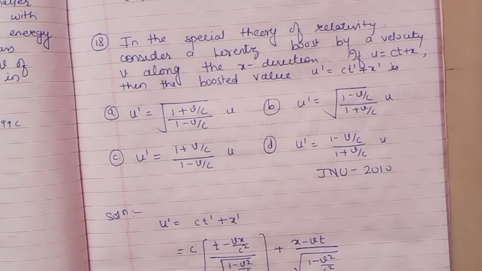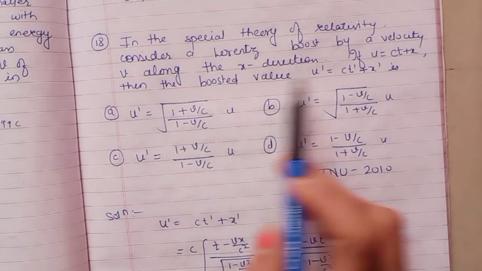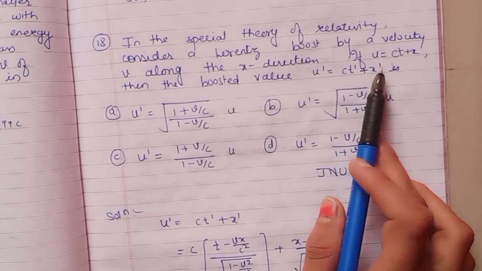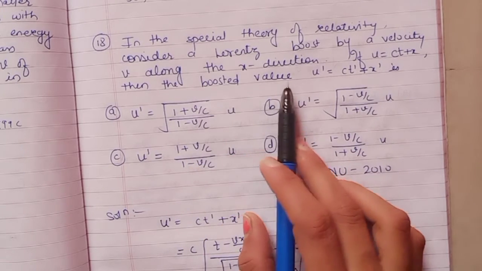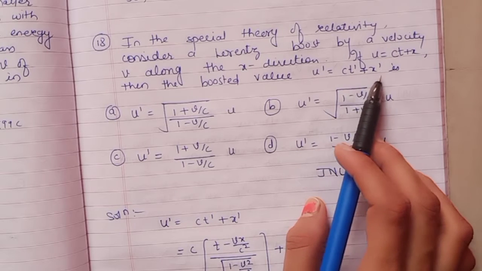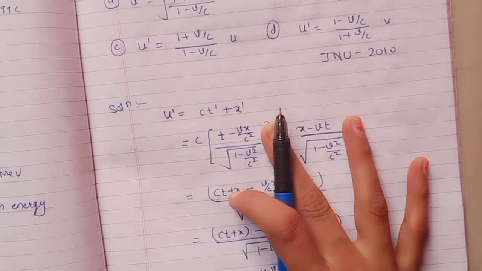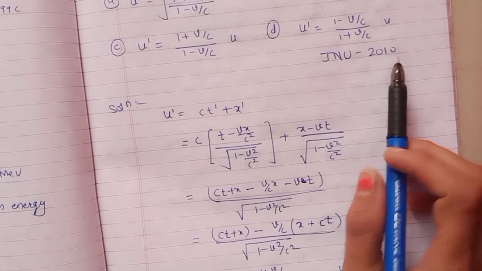Now let's start with the next problem. In the special theory of relativity, consider a Lorentz boost by a velocity v along the x direction. If u equals ct plus x, then the boosted value u dash equals ct dash plus x dash is... And there are 4 options which are given. This question was asked in JNU 2010.